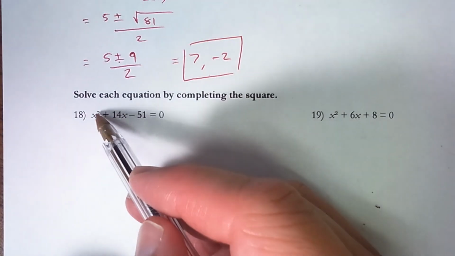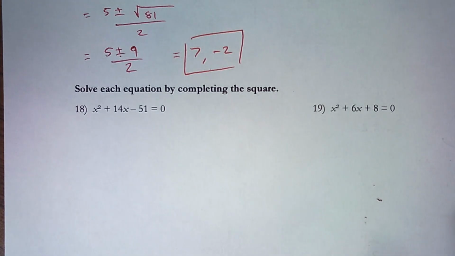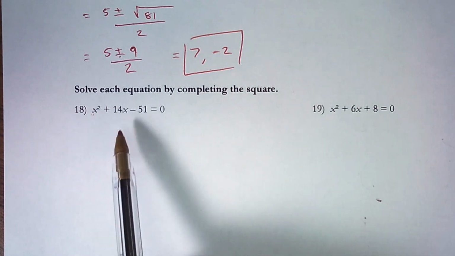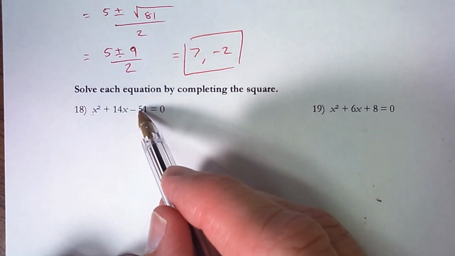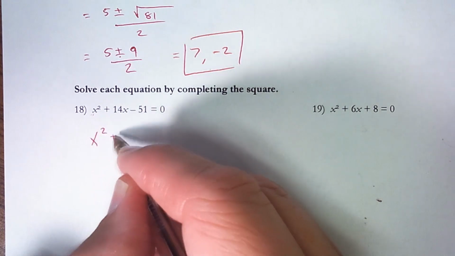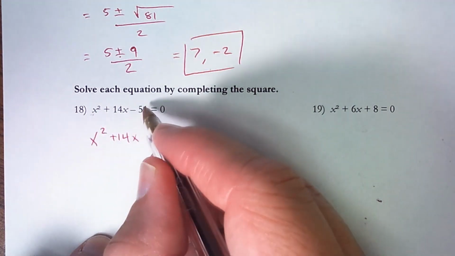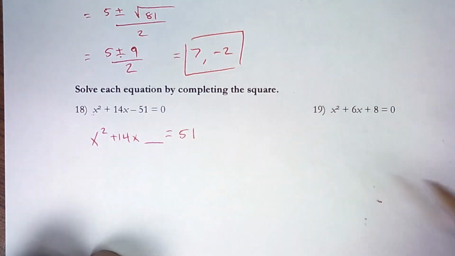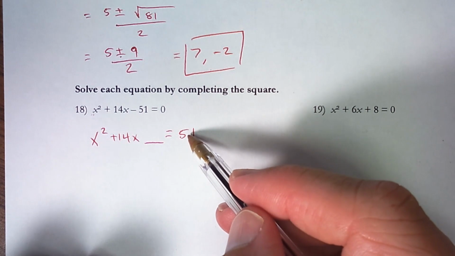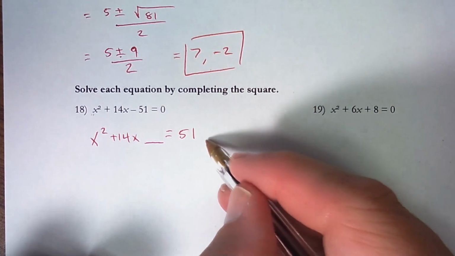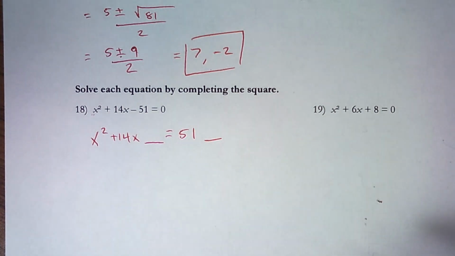Okay, number 18, once again, two solutions. This time we will solve by completing the square. In order to complete the square, a has to be 1, and it is. Okay, the next thing is we're going to move this 51 to the other side like this, so we get x squared plus 14x, and where I have this c term here, I'm going to leave a blank, equals positive 51, negative moved over becomes positive, and whatever I add in for this c value here, I'm going to have to add into this side as well.